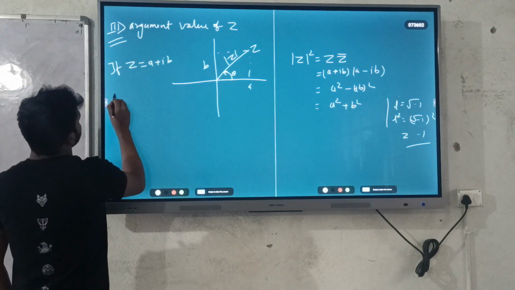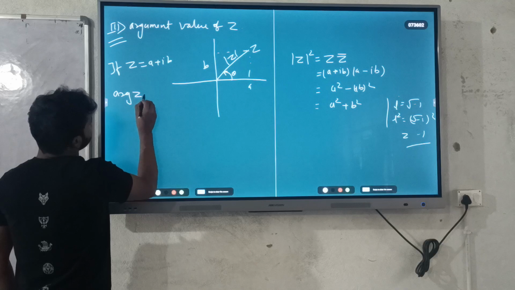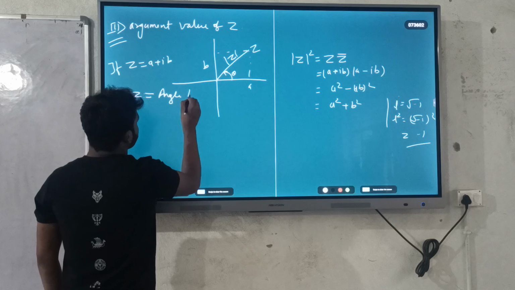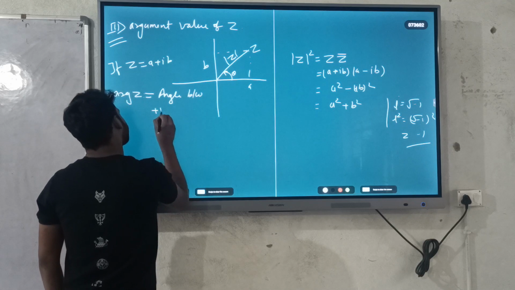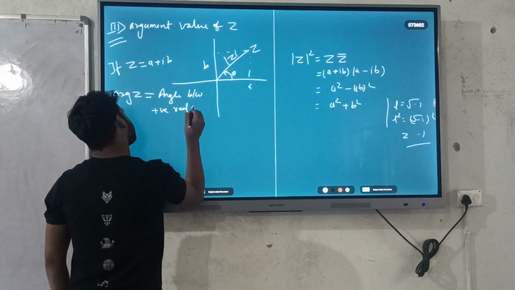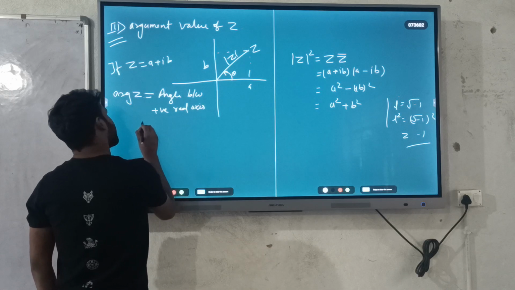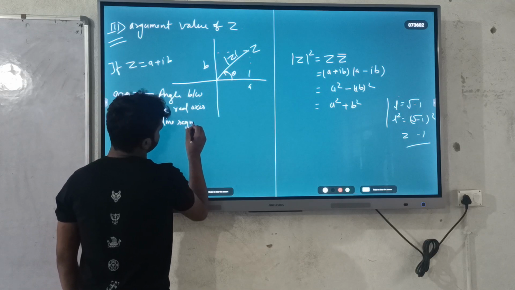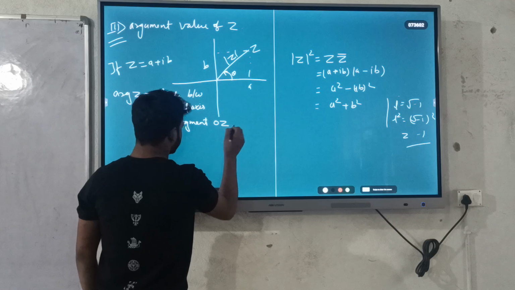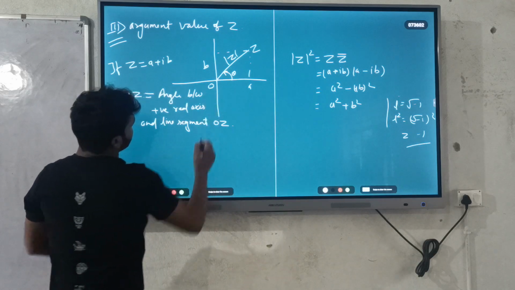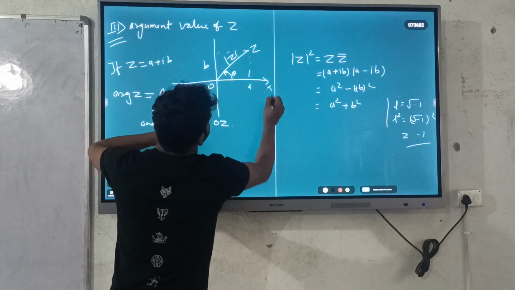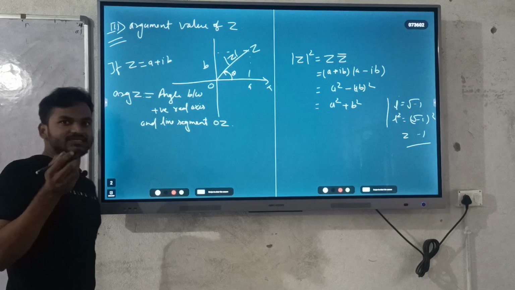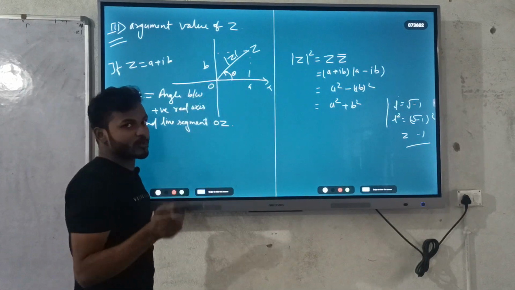This angle is my argument value. So the argument value, denoted as arg z, is defined as the angle between the positive real axis and the line segment OZ. So this is your positive real axis. The angle between these is called the argument value. But we can see that this value need not be unique.